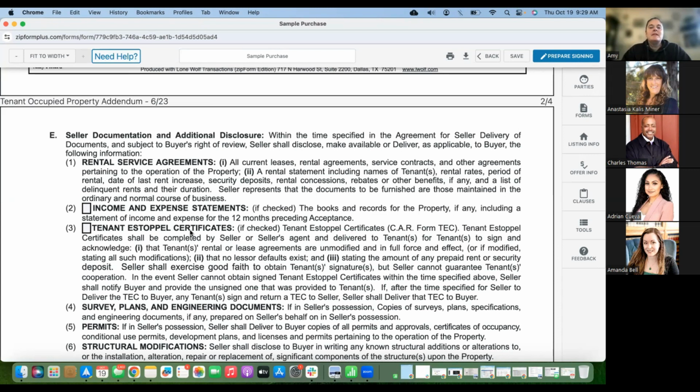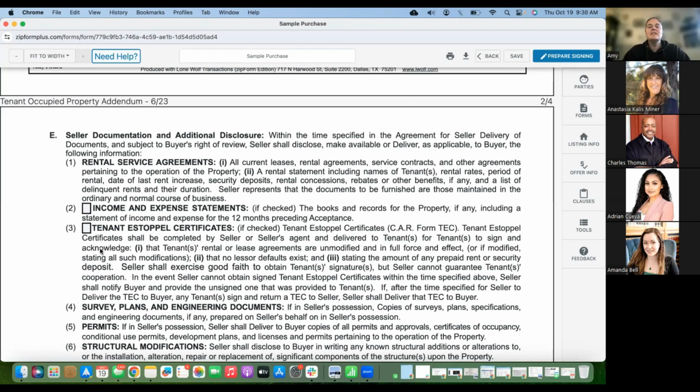Income and expense statements, if checked, books and records for the property, if any, including a statement of income and expense for the last 12 months preceding acceptance. That generally doesn't come into play with like a single family residence, but when you start talking like a 2, 3, 4 unit property, duplex, triplex, fourplex, right? You may want the income and expense statements as part of the transaction. So you would check that box.